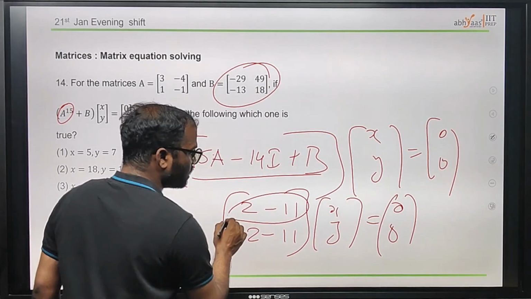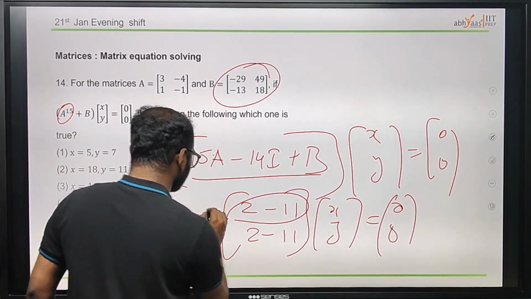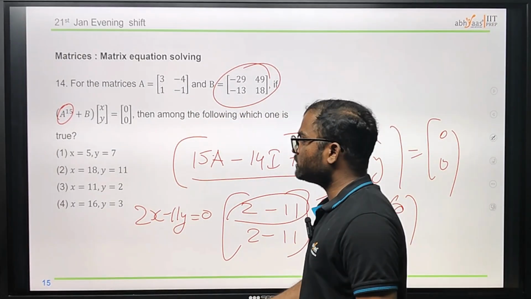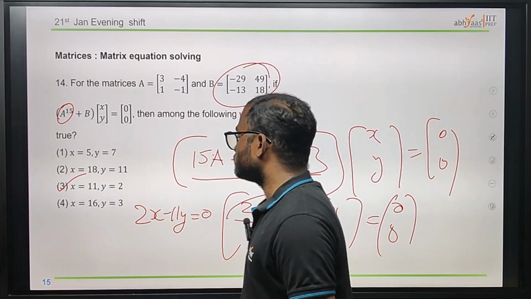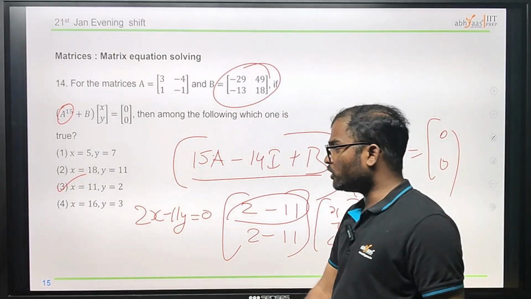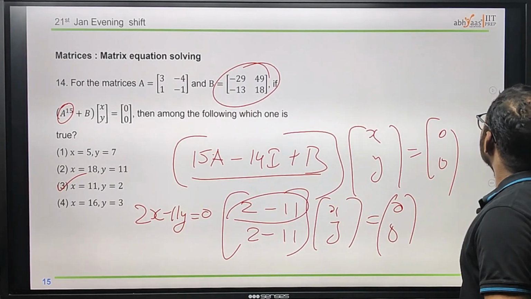Now we need to satisfy this one, 2x minus 11y is equal to 0, by using this option. If we just check these options, we will get the third option as the correct answer. I hope you understood what I am doing. Okay, come to the next question.